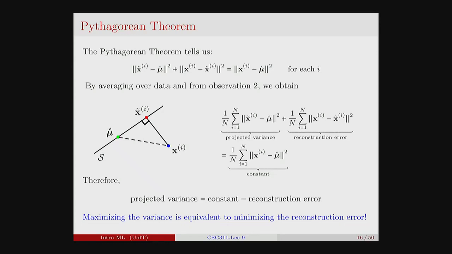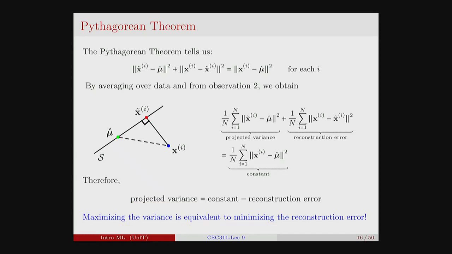And so if I take this from the left-hand side to the right-hand side, I get the identity that the projected variance is equal to some constant minus this reconstruction error, which concludes the proof that maximizing the variance is equivalent to minimizing the reconstruction error.